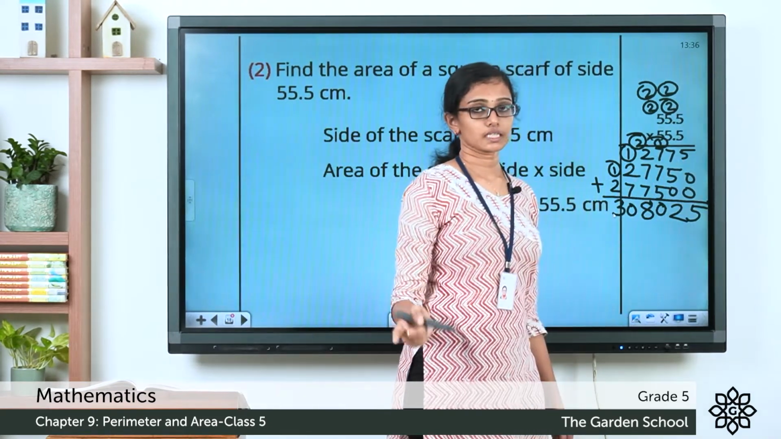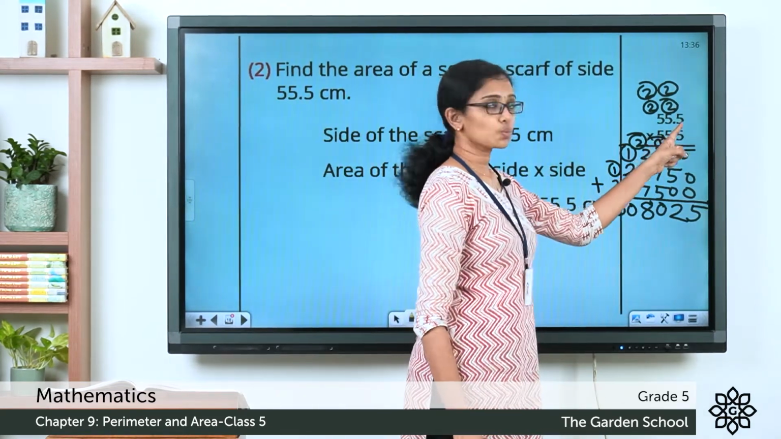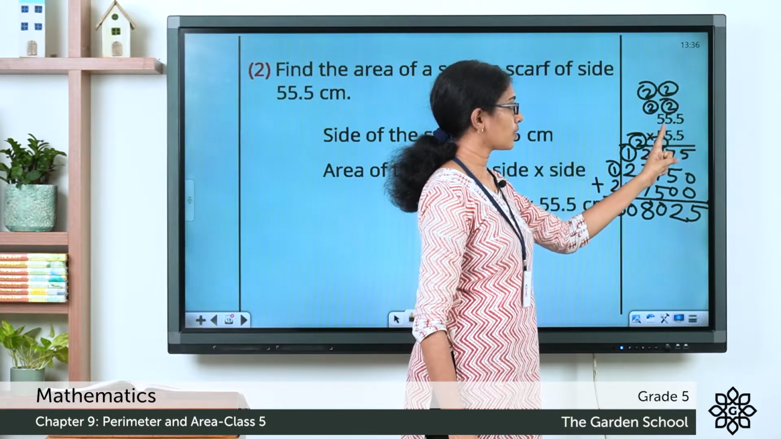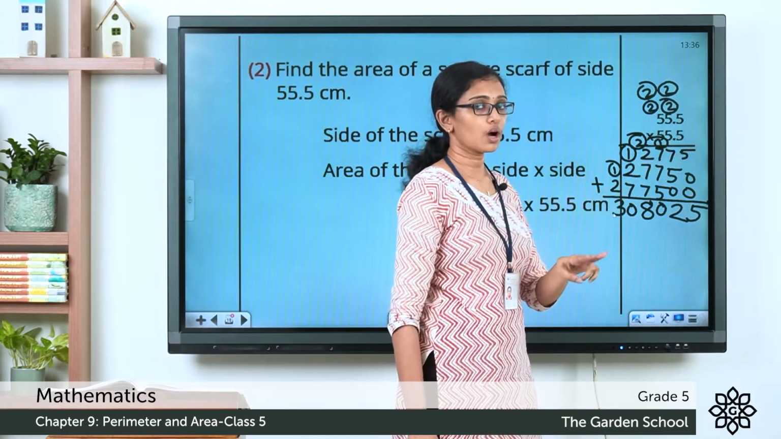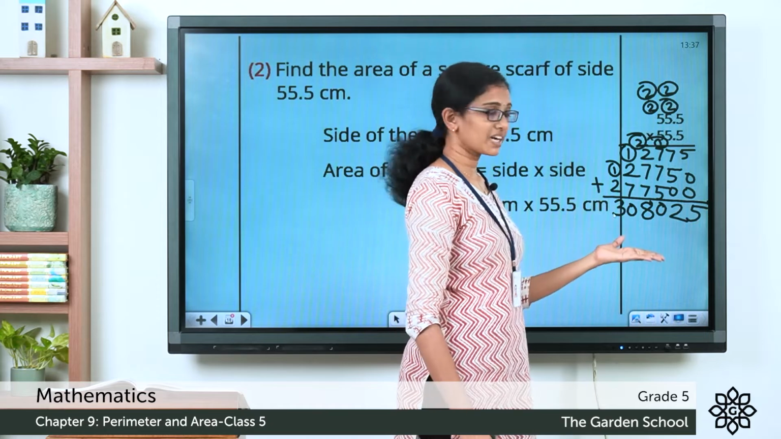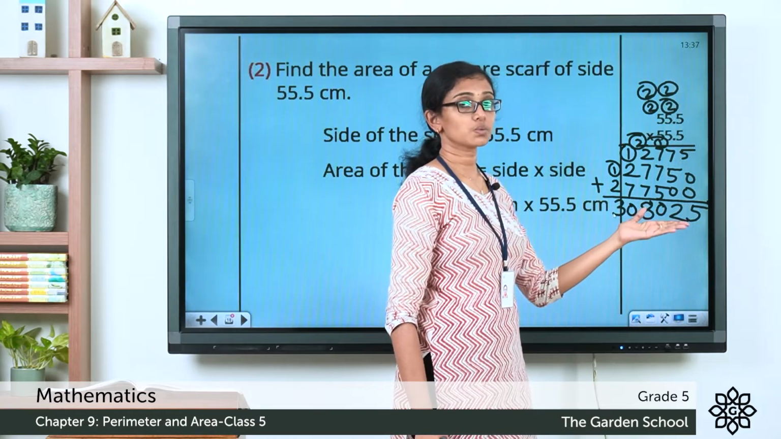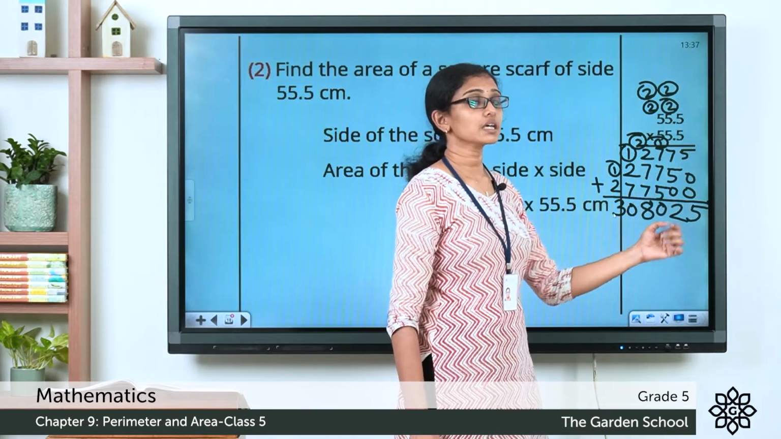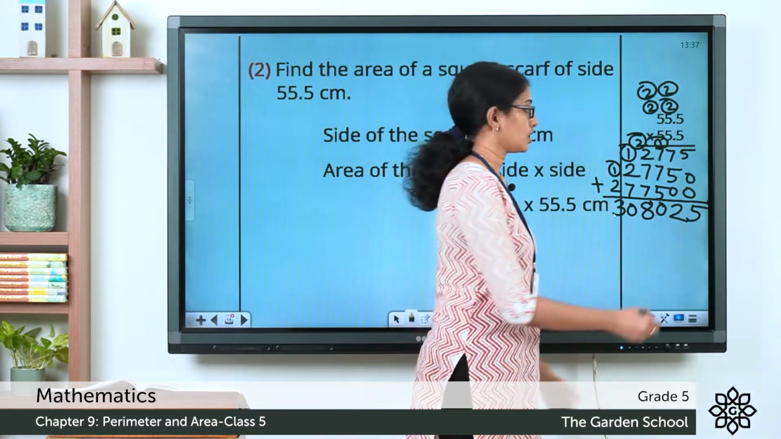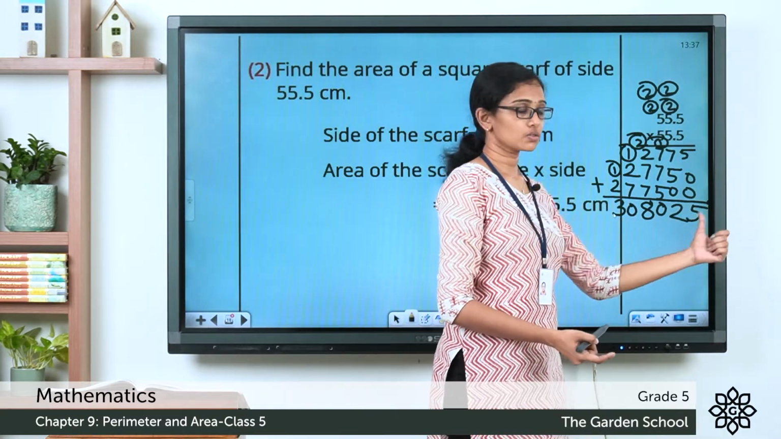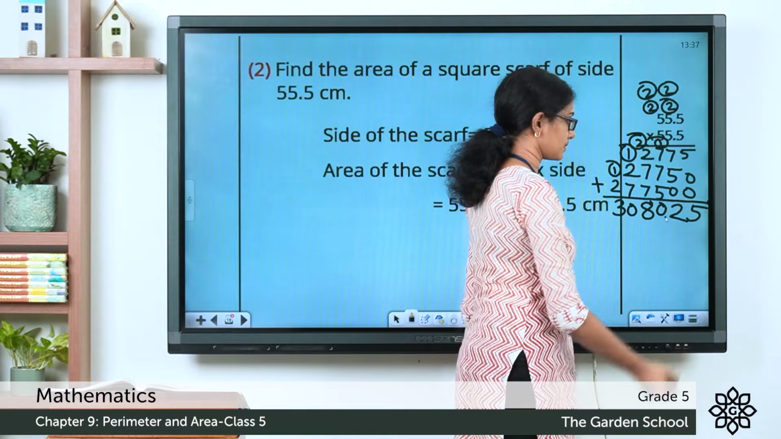And we have to put the decimal point. Here there is 1 place after the decimal point. Here also 1. So there is a total of 1 plus 1, 2. So where do we put the decimal point? 1 plus 1, 2. That is 2 places from the right to the left. Count 2 places from right to the left. 1, 2. Put the decimal point here.